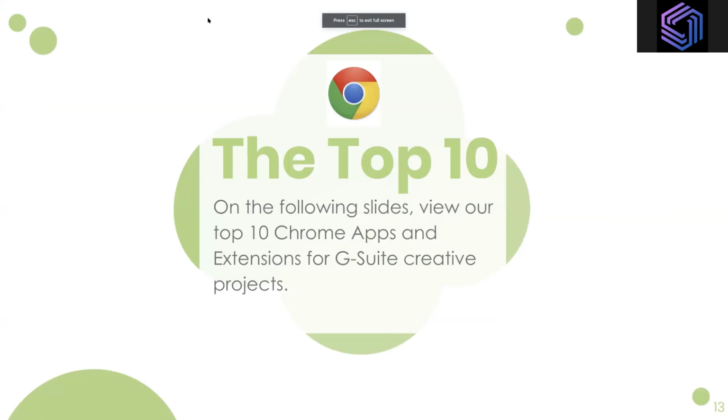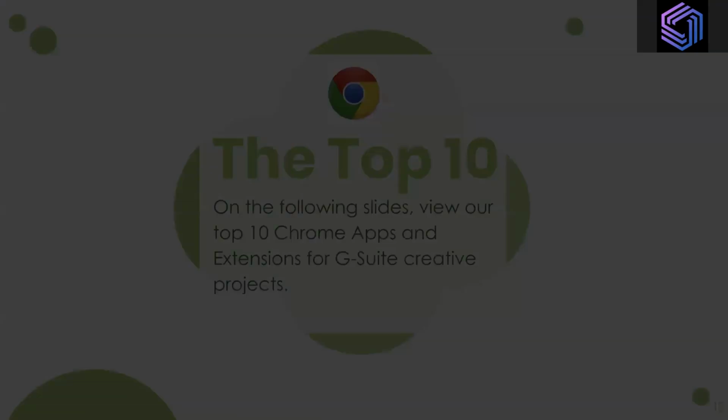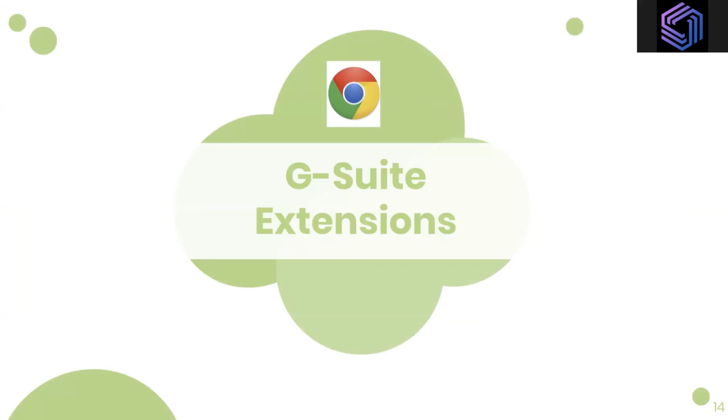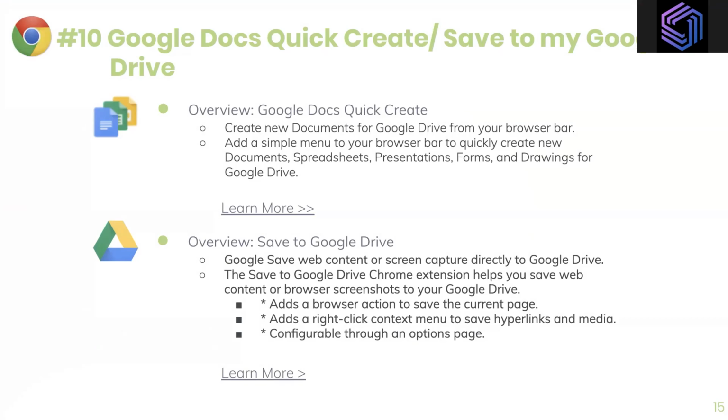So I have chosen the top 10 Chrome apps and extensions for us to take a look at today. The extensions are actually grouped into 3 areas. The first one we're going to start with is the G Suite extensions. And the first one of those is the Google Docs Quick Create and Save to Google Drive.